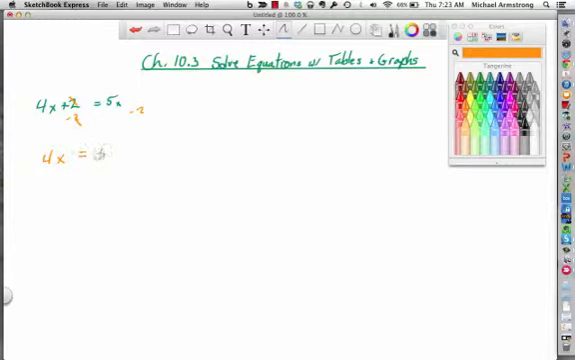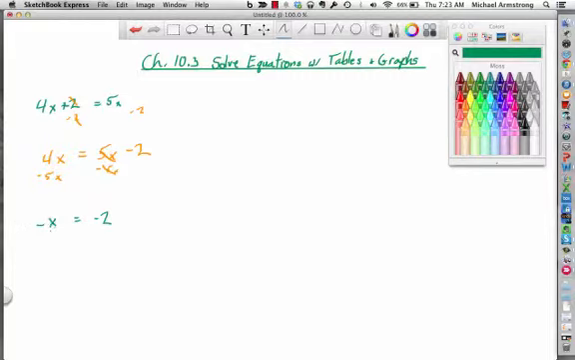equals 5x minus 2. Now remember, I can't combine the 5 and a 2. I don't get 3. These are not like terms. But the 4x and the 5x are like terms. So then I can subtract 5x from both sides. That gets rid of that. And now I'm left with negative x, because 4 take away 5 is negative 1. So this is negative x is equal to negative 2.